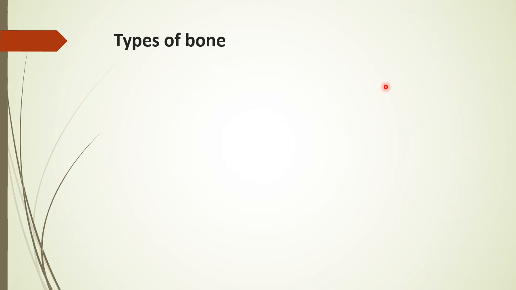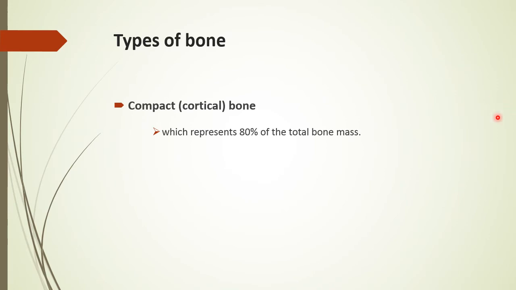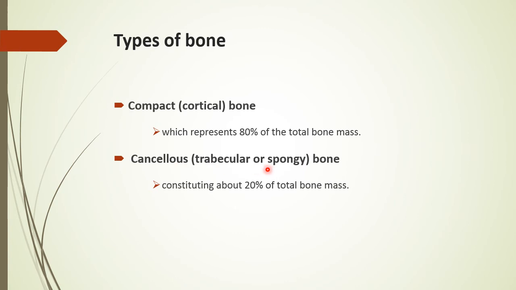So we have finished now the periosteum and endosteum. Now we are moving to talk about the types of bone in the body. Macroscopically, or by gross classification, bone can be classified into two types. The first type is compact cortical bone, which represents 80% of the total bone mass. The other type is cancellous, trabecular or spongy bone, which constitutes about 20% of the total bone mass.